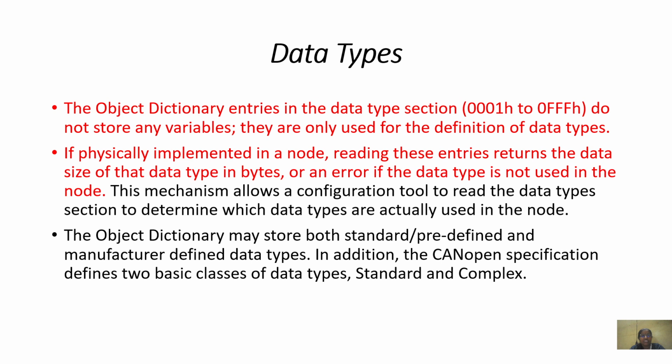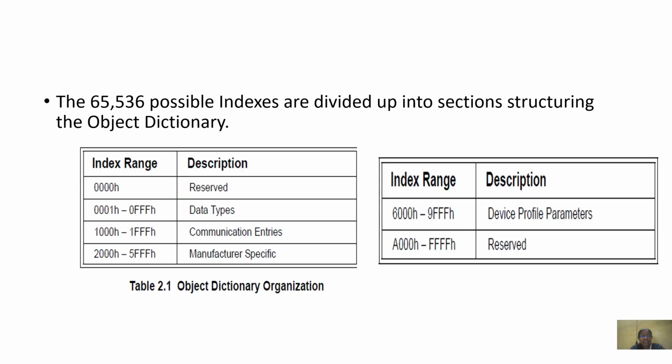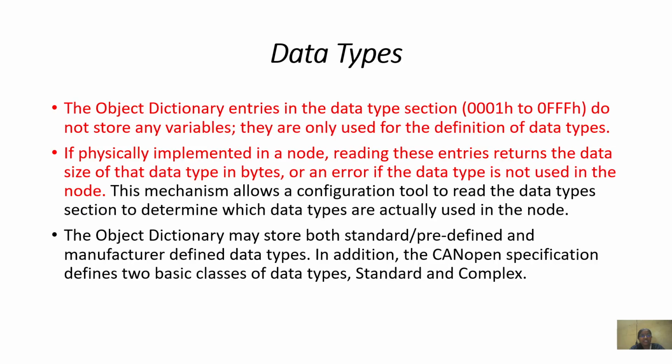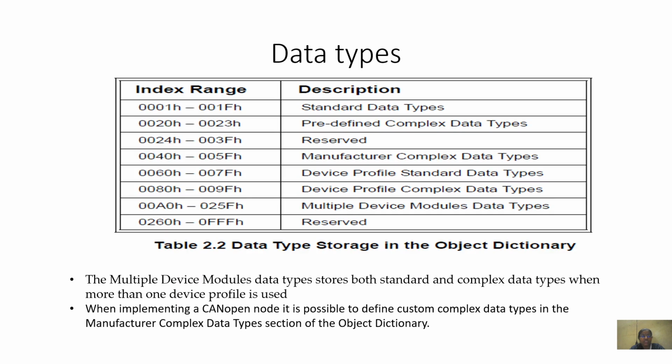So the entries in 0001 to 0FFF are data types. It is meant for the data types section. Do not store any variables. They are used only for the definition of the data types. If physically implemented in a node, reading these entries returns the data size of that data type in bytes, or an error if the data type is not used in the node. So this is your data type storage in the object dictionary from 0001 to 0FFF.